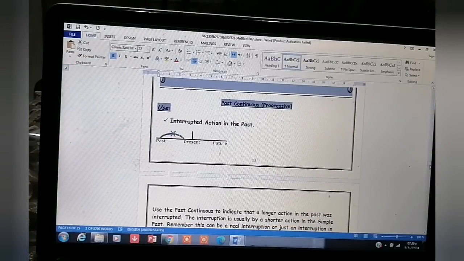Now look here. We have this line with the past, present, and future. The past continuous, look at this cross on the line. As you can see, this one is the past continuous. It is for an interrupted action in the past. Look at the use of it.